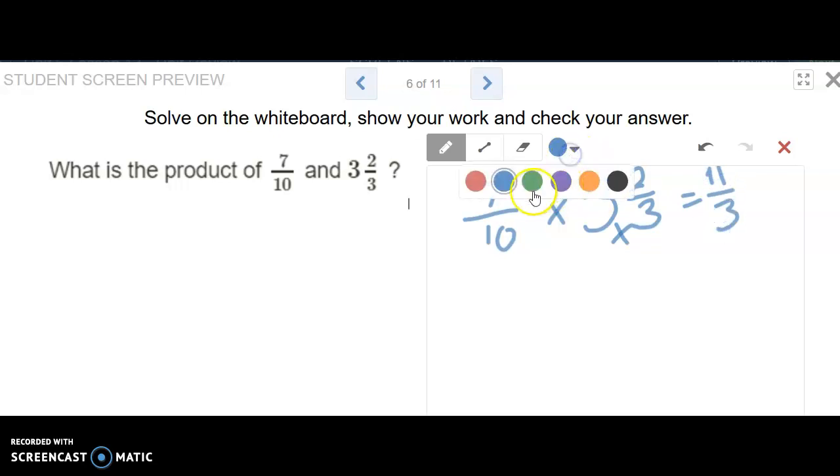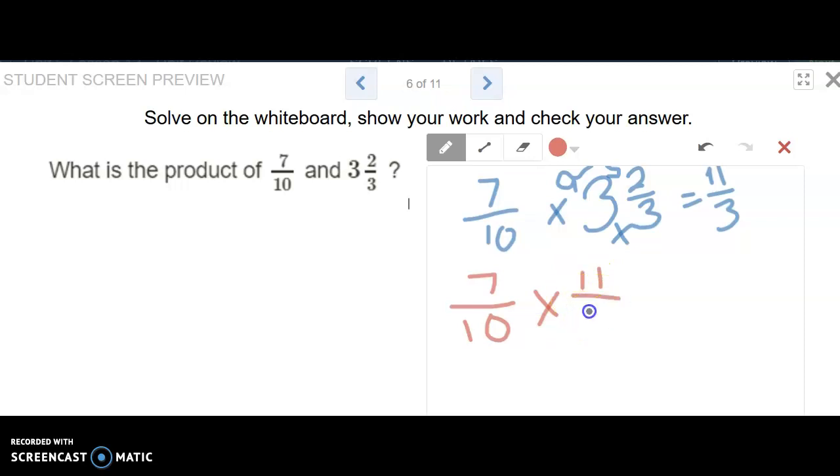Okay, so let's rewrite my problem now with that improper fraction. I'm going to have 7/10 times 11 over 3. I'm just kind of cross-checking. I can't simplify. So let me go ahead and multiply my numerators. 7 times 11 equals 77. And 10 times 3 for my denominators equals 30.